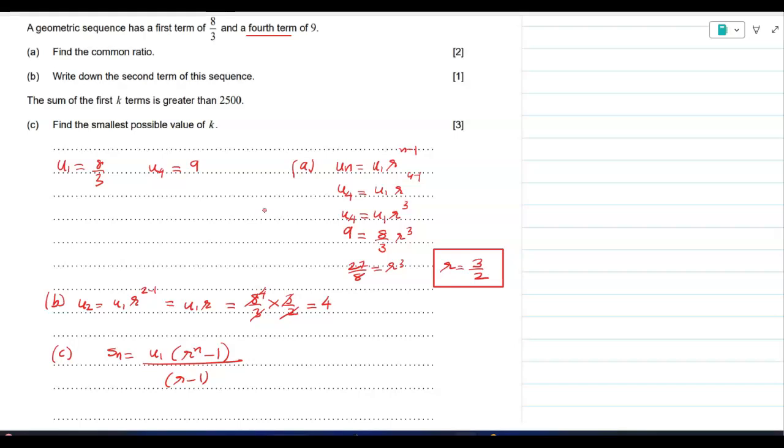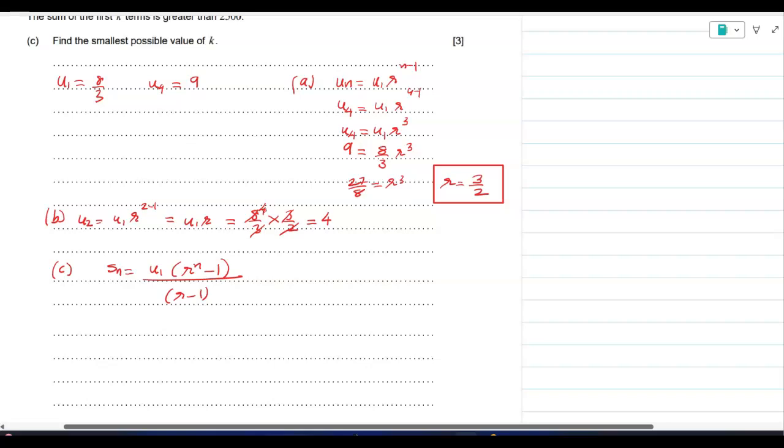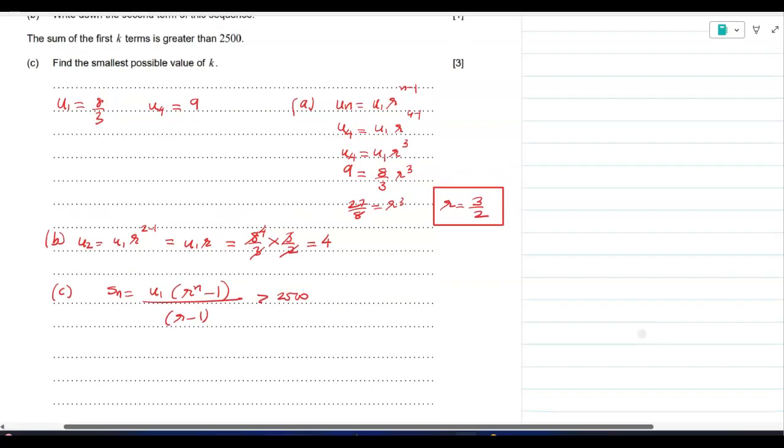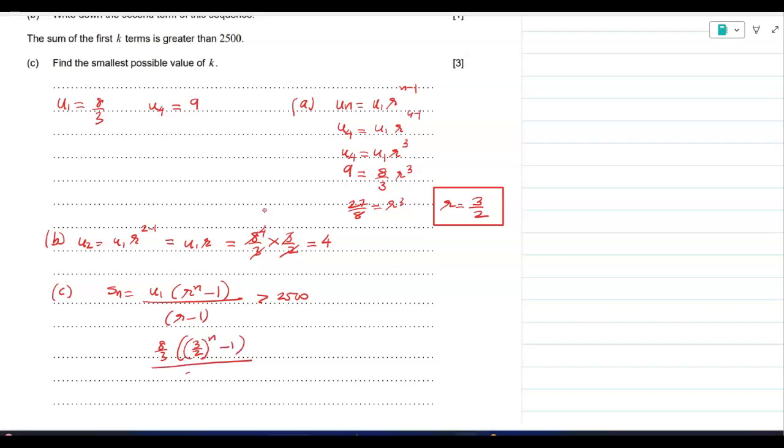So Sn equals 8/3, and this sum is greater than 2,500, beg your pardon. So u1 is 8/3. What is r? 3/2 raised to n minus 1. So what I will do is greater than 2,500.